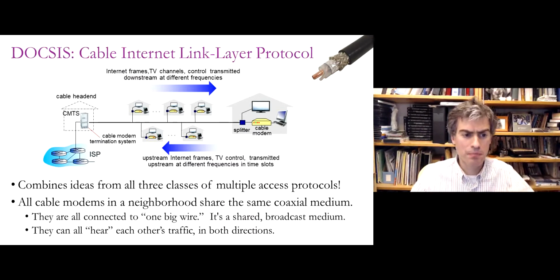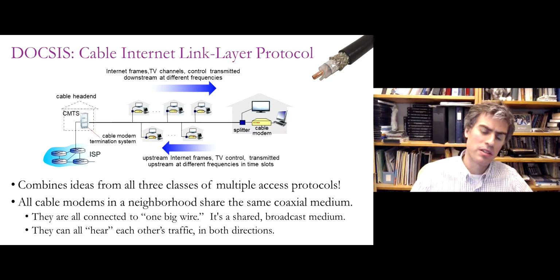So downstream, there's this CMTS, the cable modem termination system. You can think of this as a kind of router, I guess. It's a device that manages the connection of all these different cable modems, and it sends down to them internet frames, TV channels, and signaling messages to control the cable modems. In the reverse direction, the cable modems send their own internet frames up, and they have to share the channel.